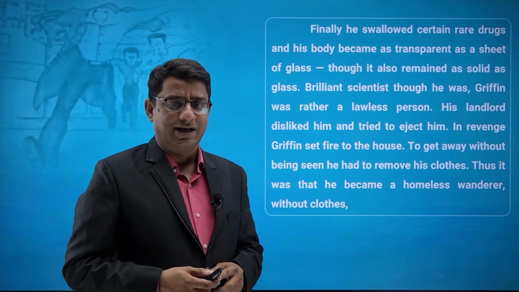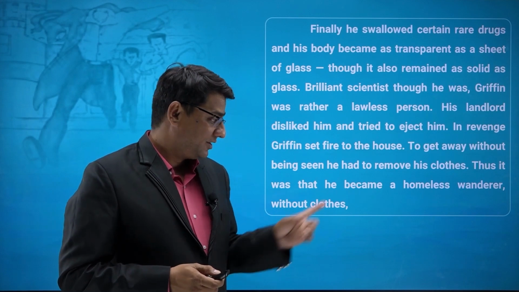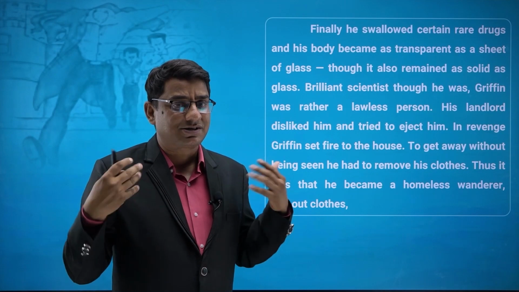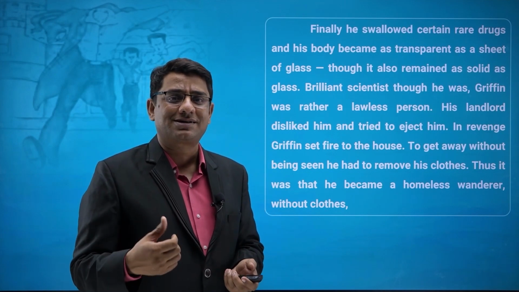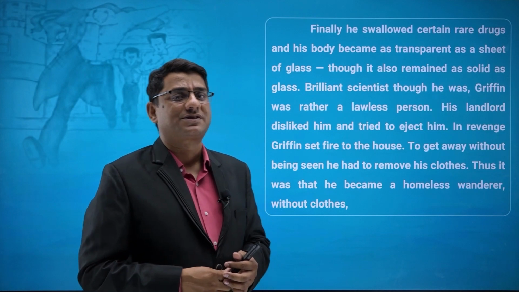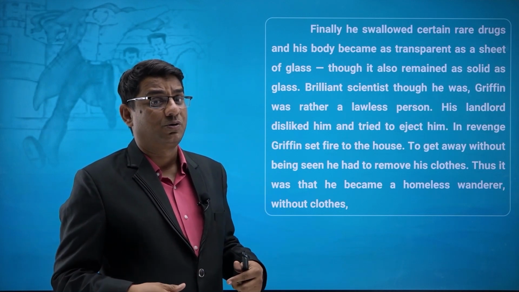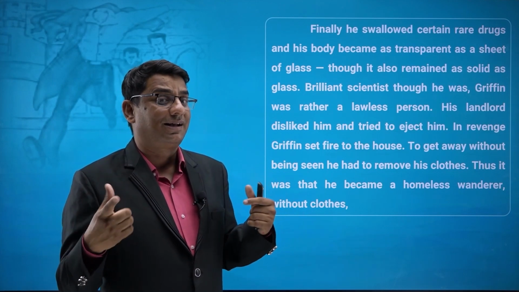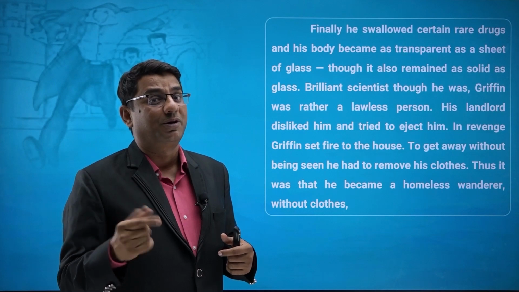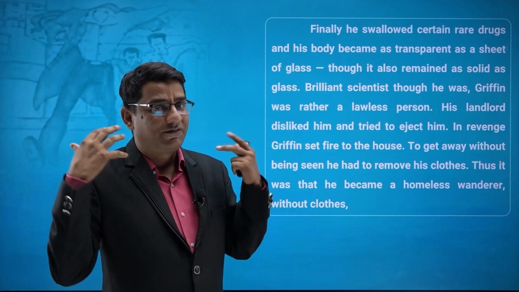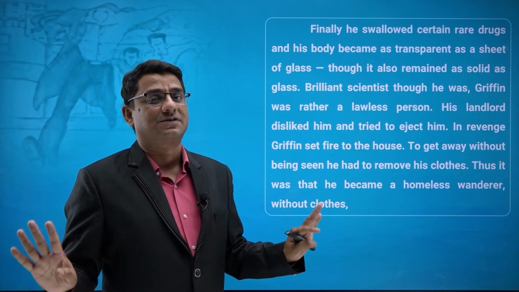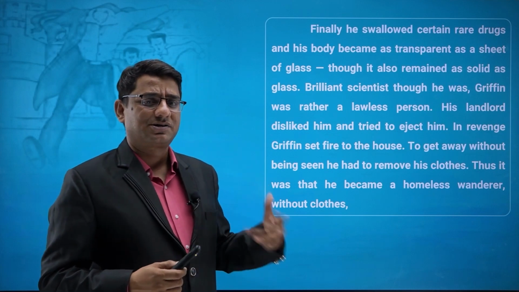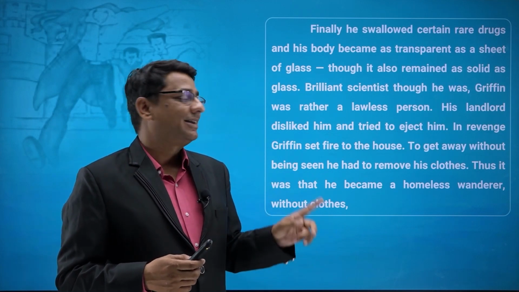Thus, it was that he became a homeless wanderer without clothes. When he left the house, he had to remove all his clothes. Why does he have to remove all his clothes? Because if he doesn't remove his clothes, people can catch him. At that time even the clothes were visible, not the body, because he has devised the method. If he becomes clothless, then nothing is visible. So that is why he removed all his clothes and ran away, setting the house on fire.